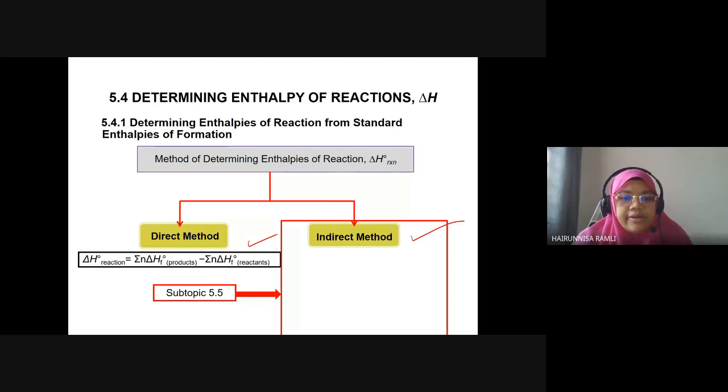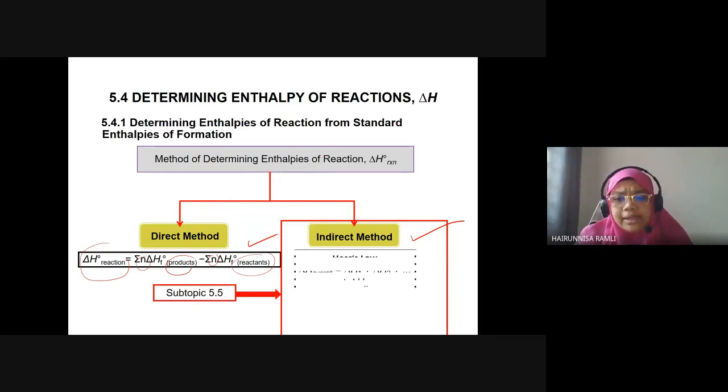Okay, so for the direct method, kita guna formula where the enthalpy of reaction is equal to the sum of the enthalpy formation of the products. Okay, you subtract with the enthalpy formation of the reactants. Okay, and mesti ada N. What is N? N is the coefficient from the equation. Okay, nanti saya akan tunjuk lah.